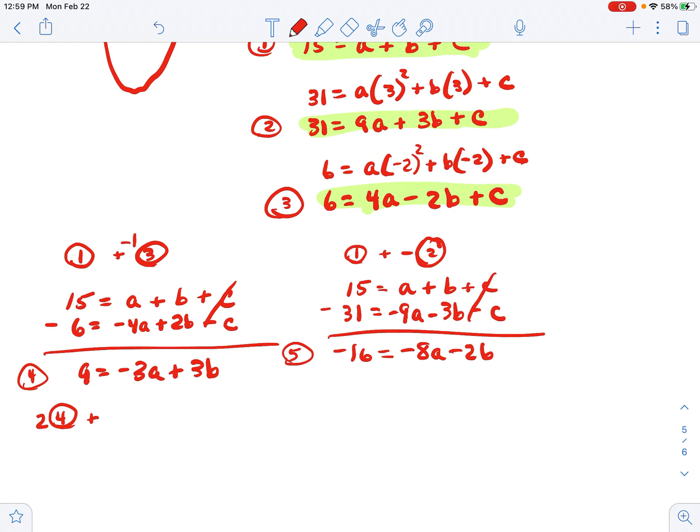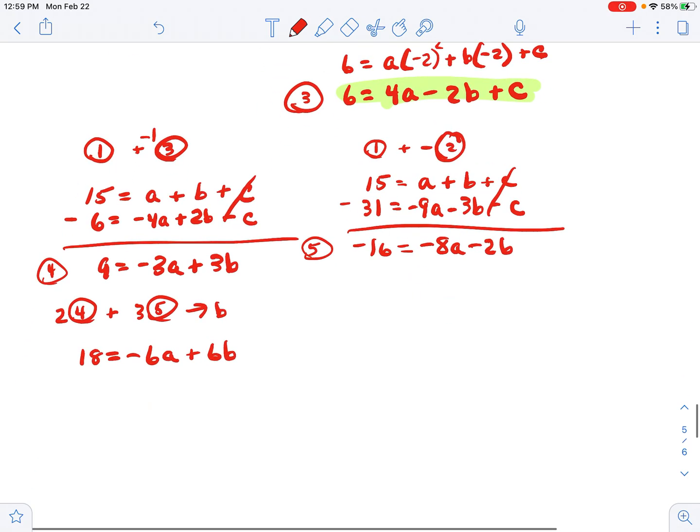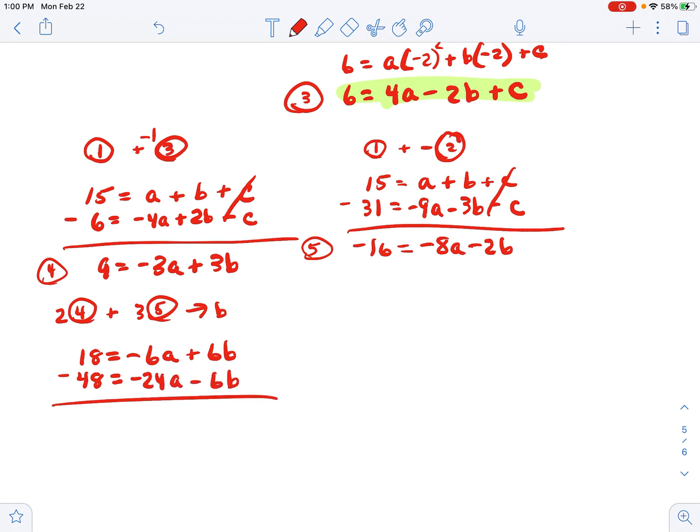So we end up with 18 equals negative 6a plus 6b. And for equation 5, since we're multiplying it by 3, we have negative 48 equals negative 24a minus 6b. So they'll eliminate. And we end up with negative 30 equals negative 30a, which means a is equal to 1. Beautiful.